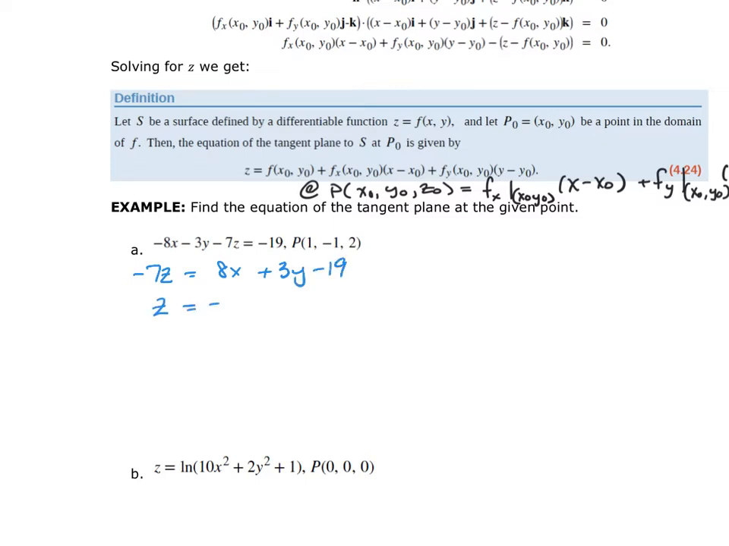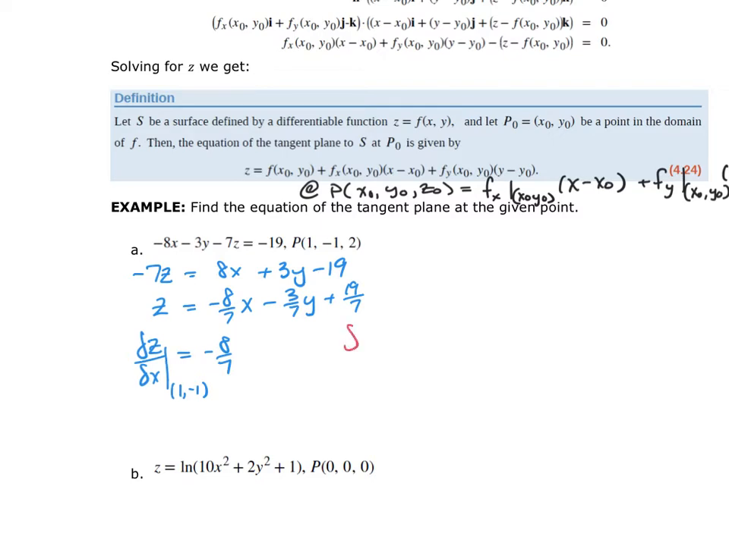Dividing everything by negative 7, I have negative 8/7 x, plus negative 3/7 y, plus 19 over 7. Now I'm going to do my partial derivative, so dz dx, and this is just going to give me negative 8/7. I don't need to evaluate it because I have no x or y there to substitute in, so that's as good as it's going to get. In fact, I could say that is evaluated at the point 1 comma negative 1 because I have no x or y to put in there.